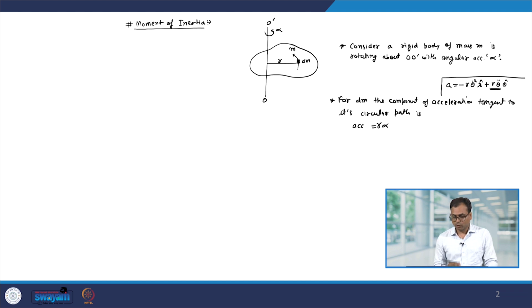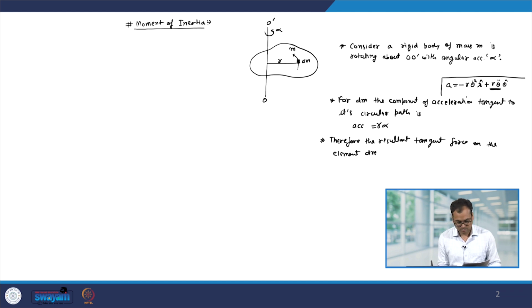Now, let us calculate the force on this mass dm. The resultant tangential force on the element dm is force equal to mass times acceleration. So, r alpha times dm.